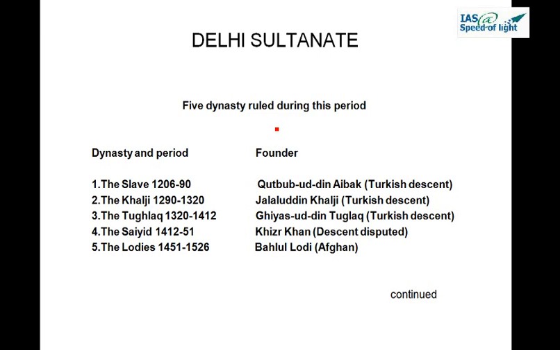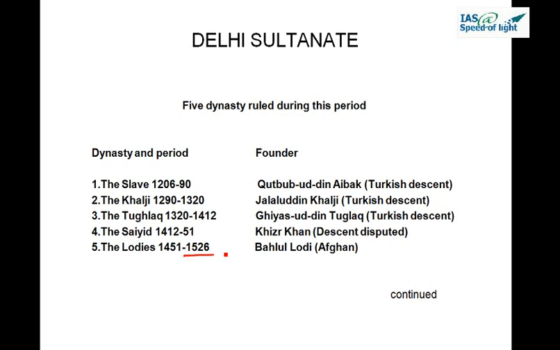These sultans ruled for more than 300 years, as you can see on the screen as well, from 1206 AD right to 1526 AD. The last Delhi Sultan was Ibrahim Lodi of the Lodi dynasty. He was defeated by the Mughals under the leadership of Babur in 1526 AD at the First Battle of Panipat, which actually led to the establishment of the Mughal rule in India.